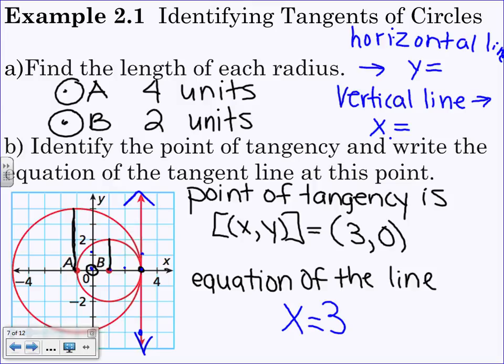Okay, guys, also notice here, this ordered pair is x, y. 3 is our x value, 0 is our y value. The equation of our line is x equals. Take your x value and plug it in here. So that'll always be your x. Now, if it was y equals, we would take our y term and plug it in.